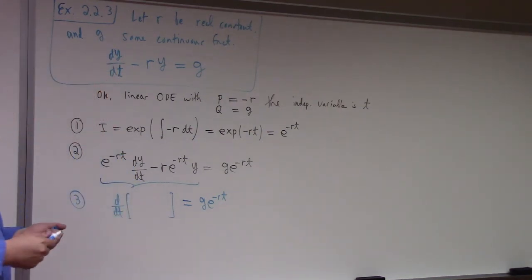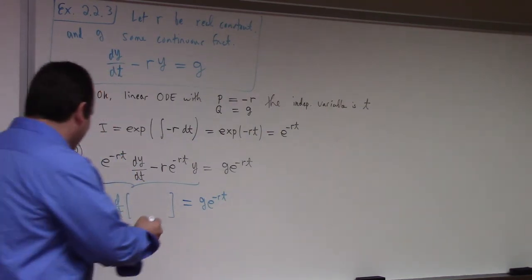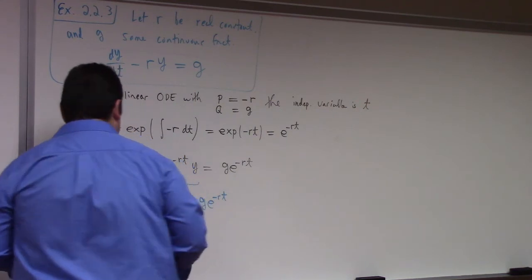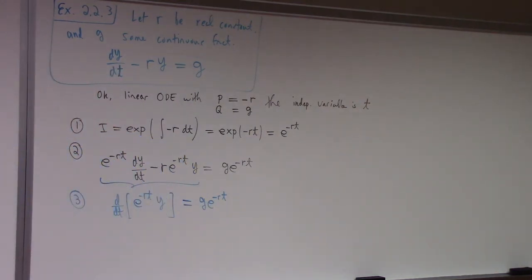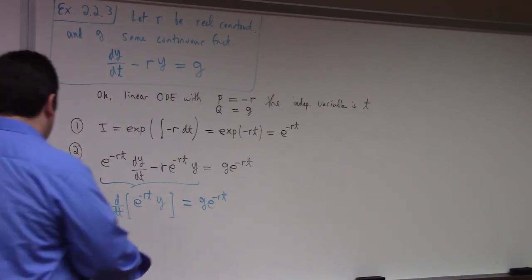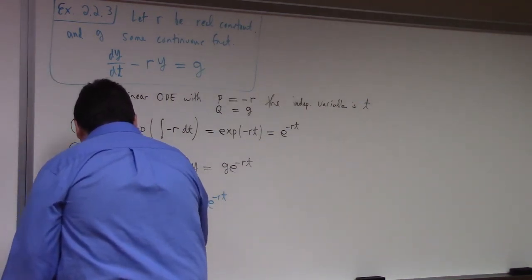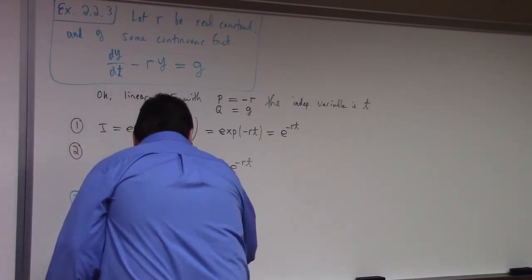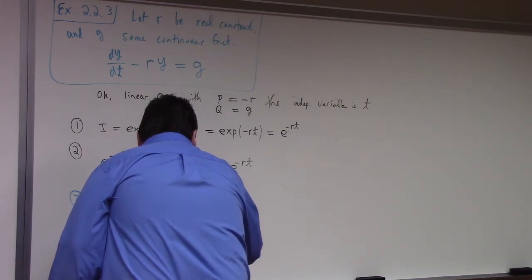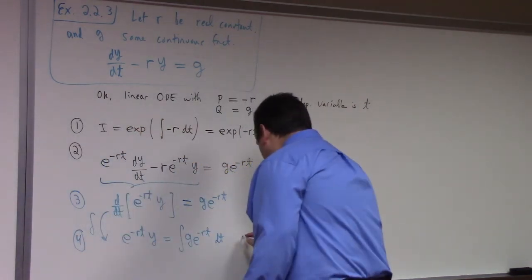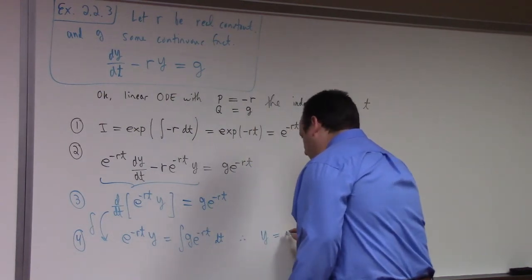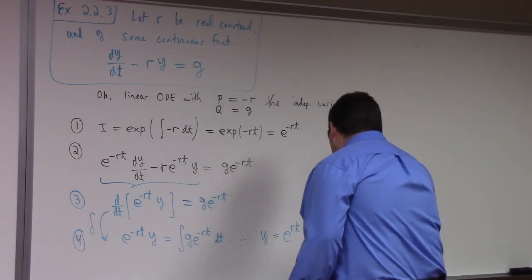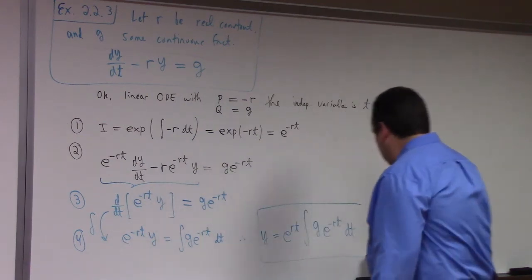You guys know? Someone here knows. Come on. Yes, right. So there you go. And now we integrate both sides again. Integrating gives me that e to the minus rt times y is equal to the integral of g e to the minus rt dt. So therefore, y is equal to e to the rt times the integral of g e to the minus rt dt. And that, folks, is as good as we can do.